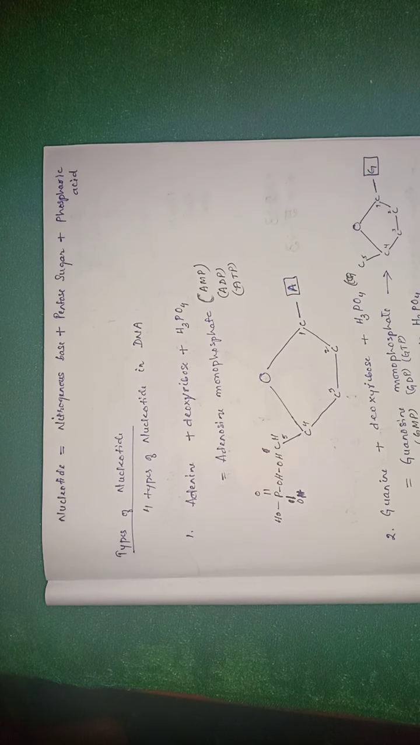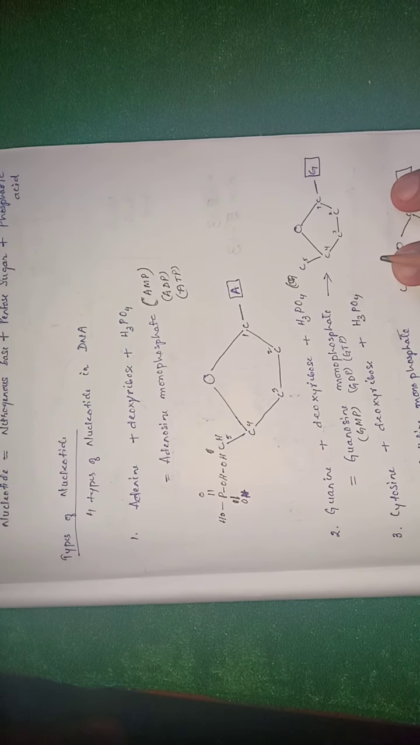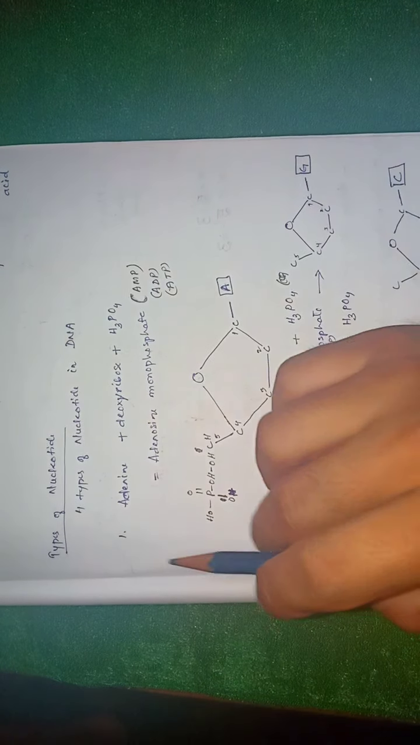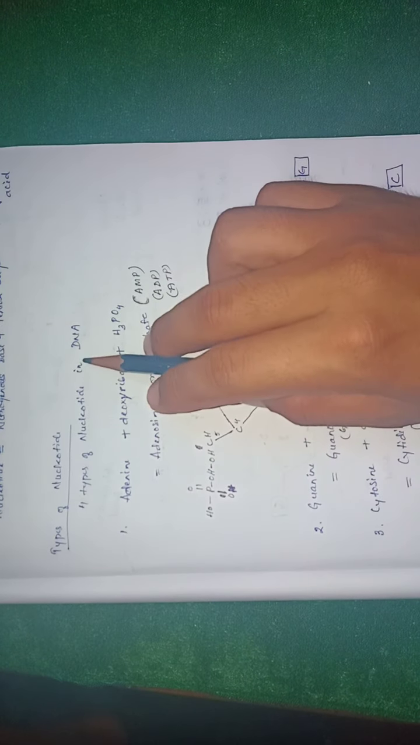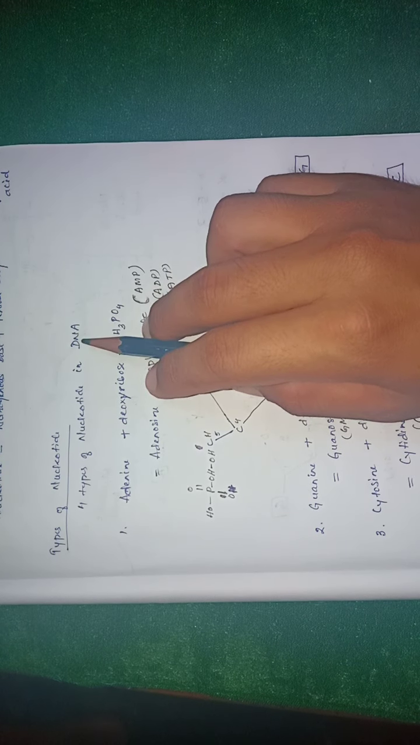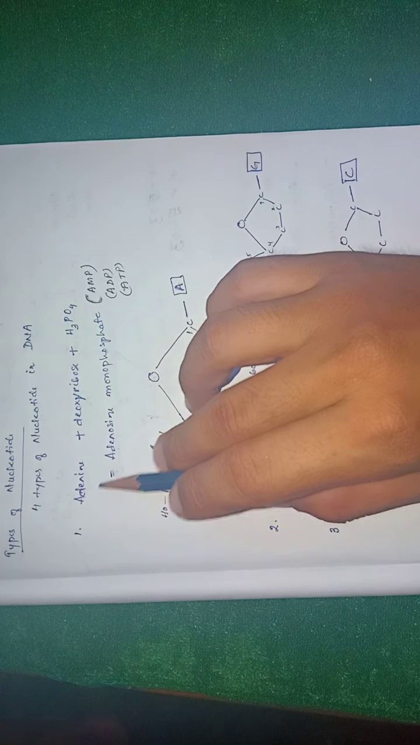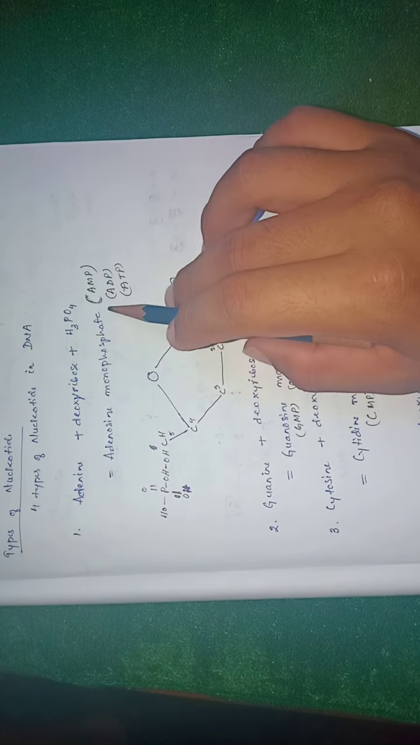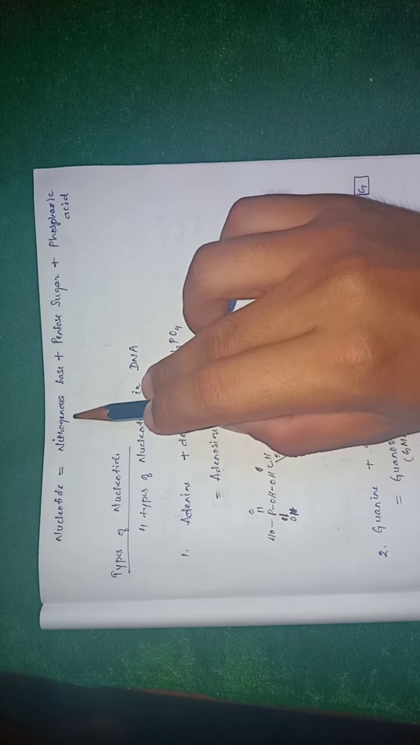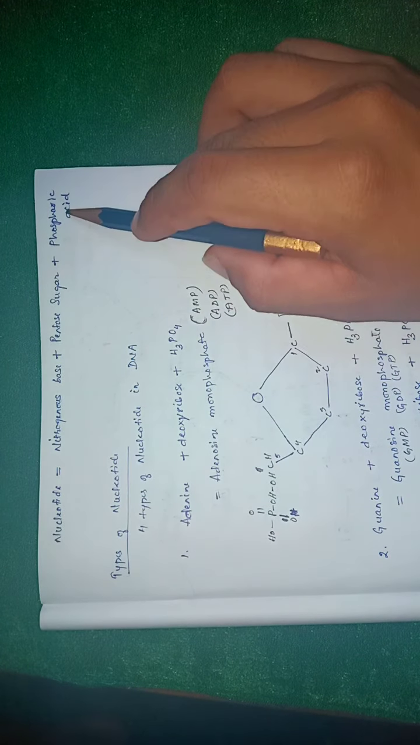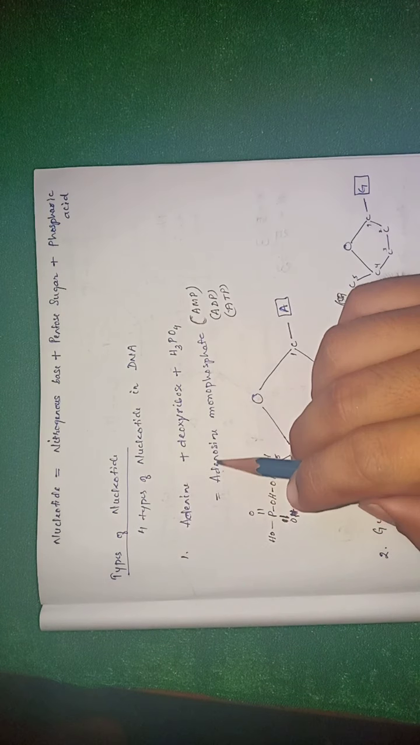Now let's discuss the types of nucleotides. There are 4 types of nucleotides in DNA. We are going to discuss the nucleotides of the DNA only. The first type of nucleotide is adenosine monophosphate. Since a nucleotide consists of a nitrogenous base, pentose sugar, and a phosphoric acid, the first nucleotide is adenosine monophosphate.